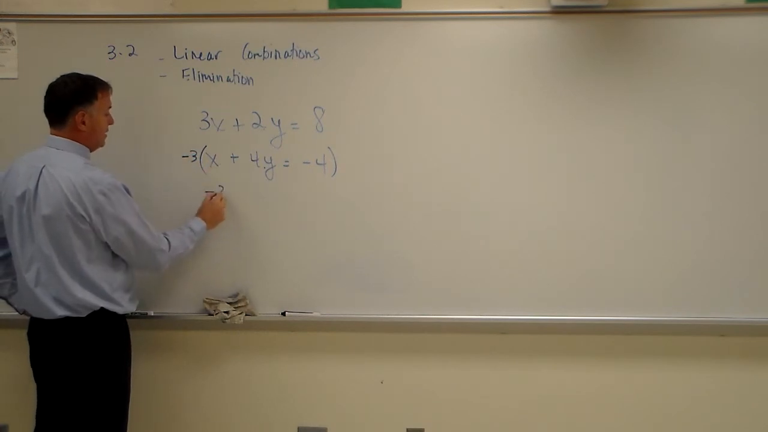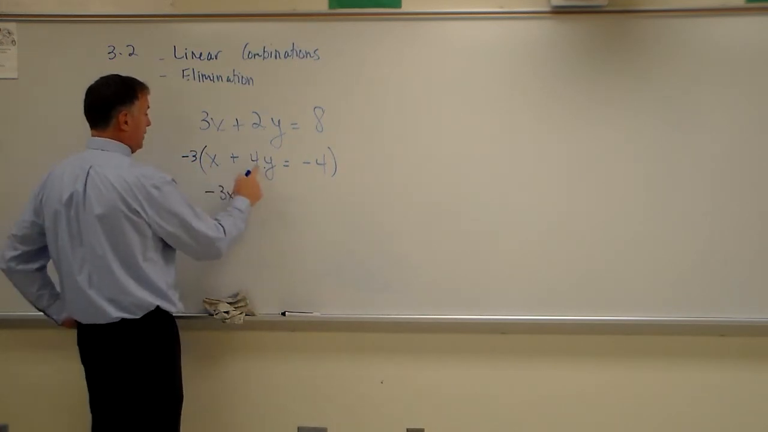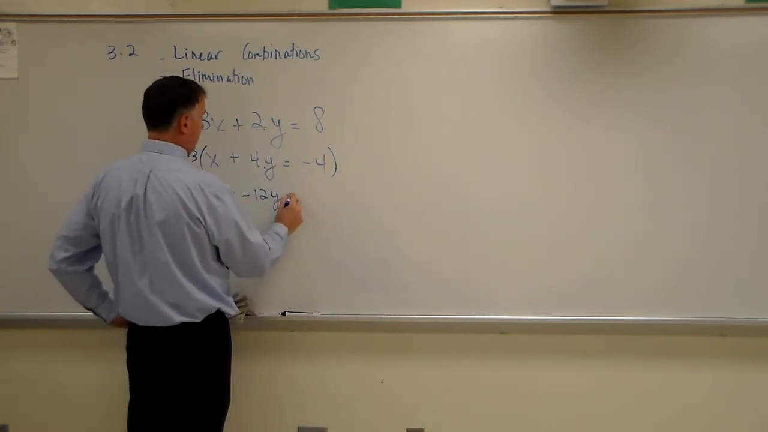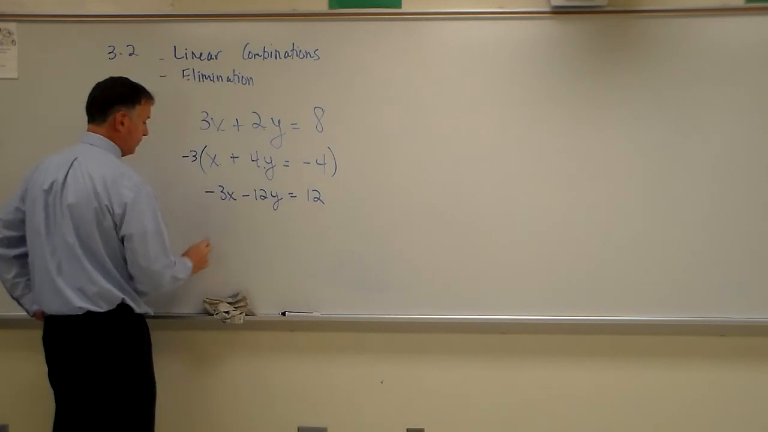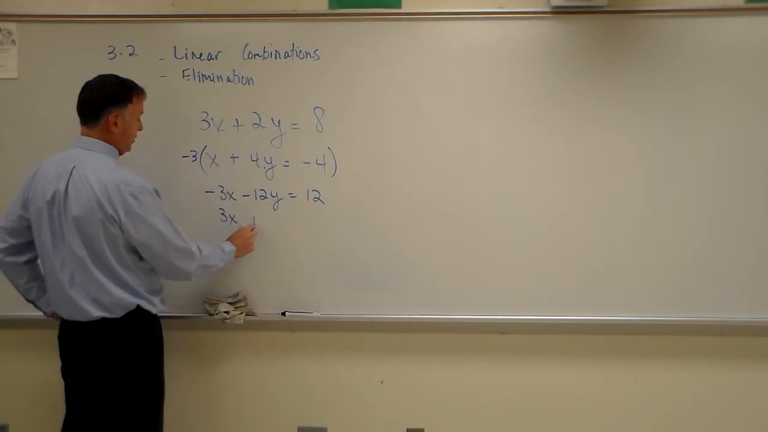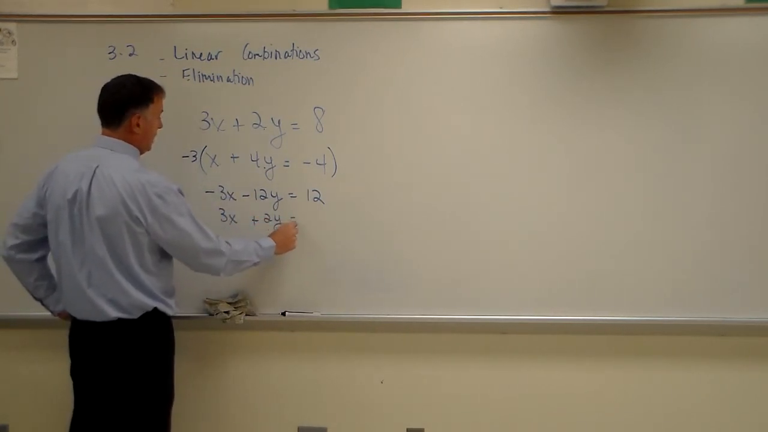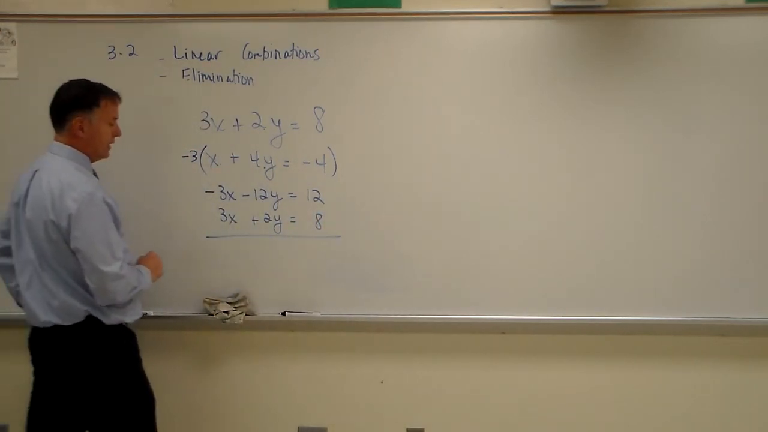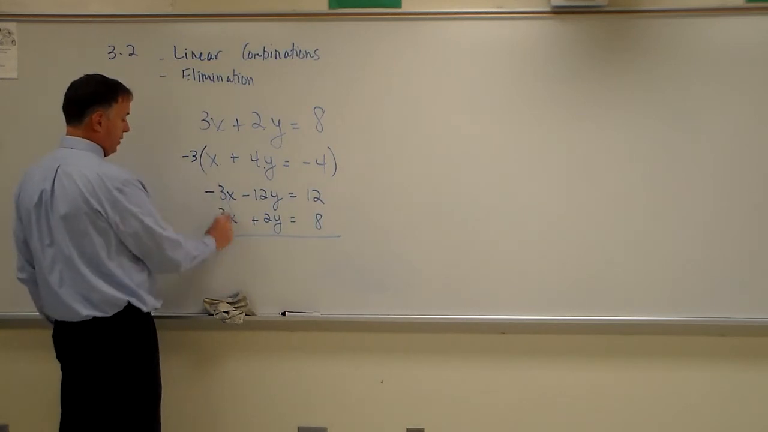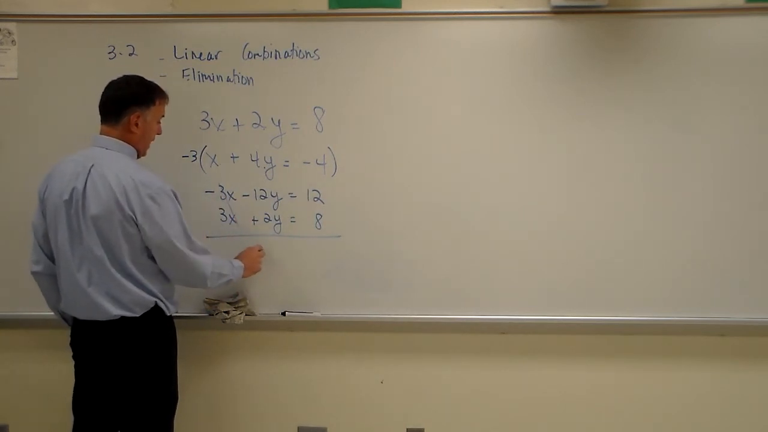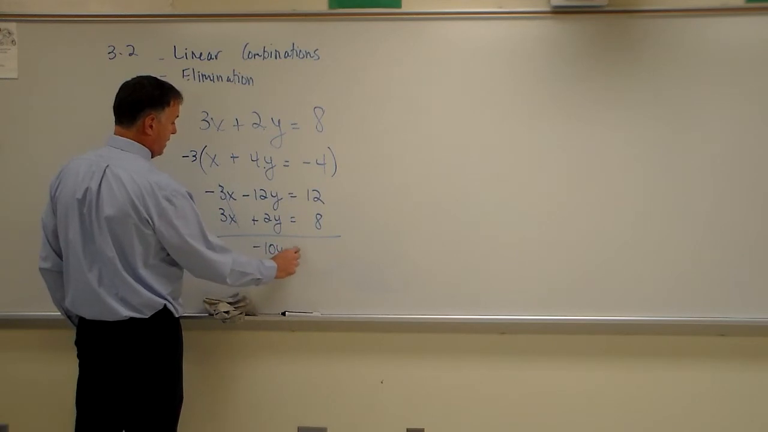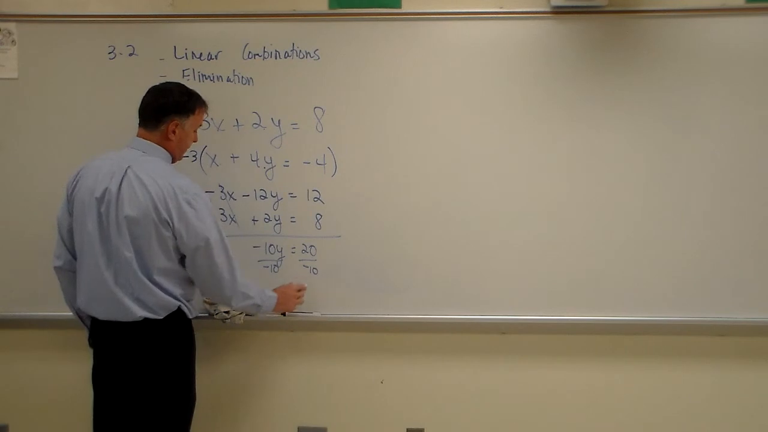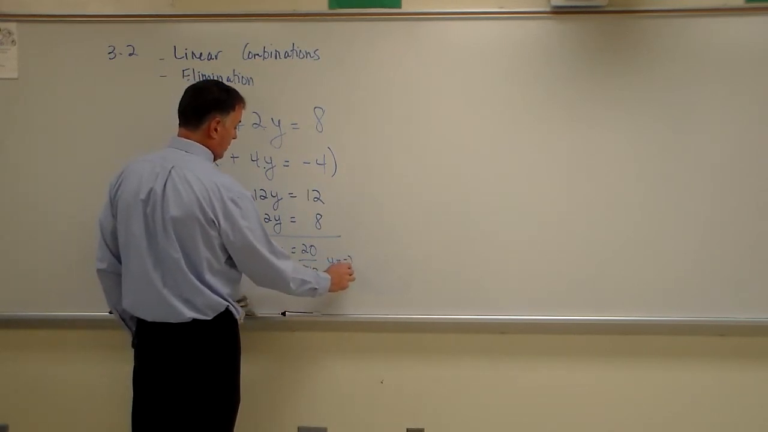So negative 3 times x is negative 3x. Negative 3 times 4y is negative 12y. And negative 3 times negative 4 is going to be a positive 12. Then this is going to be 3x plus 2y equals 8. So now I've got to combine my like terms, okay? We're going to add the two together. So that cancels, and it looks like I get negative 10y equals 20. Divide by negative 10, divide by negative 10, and y equals negative 2.